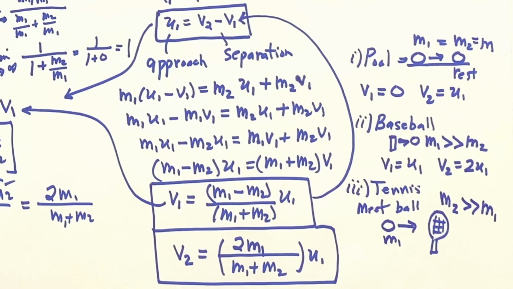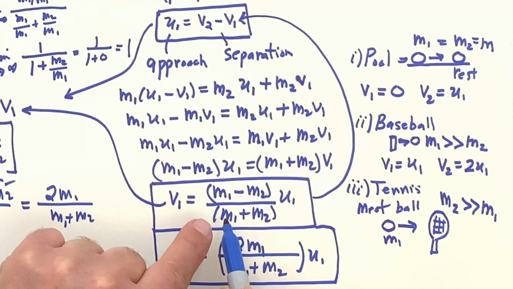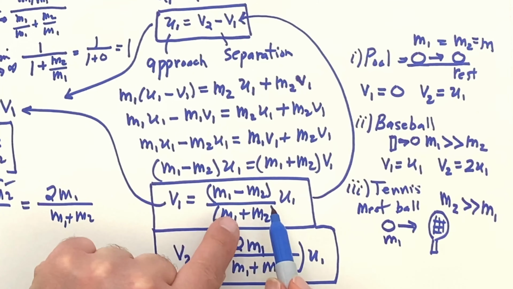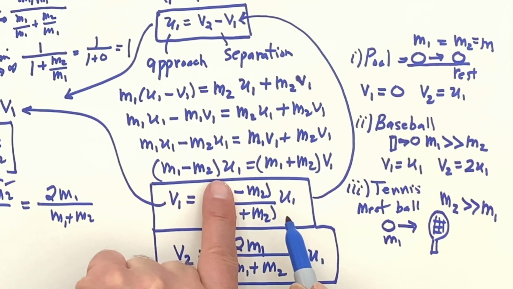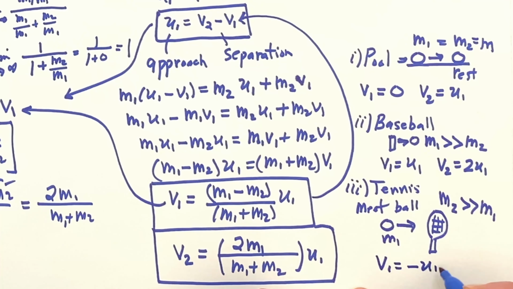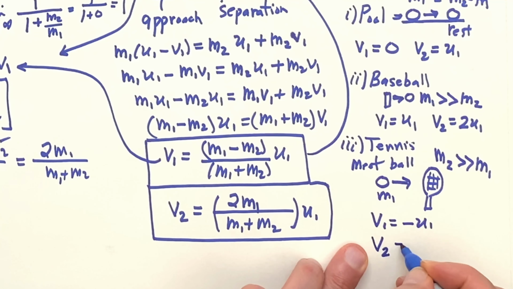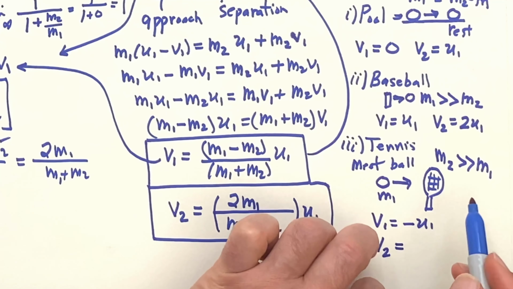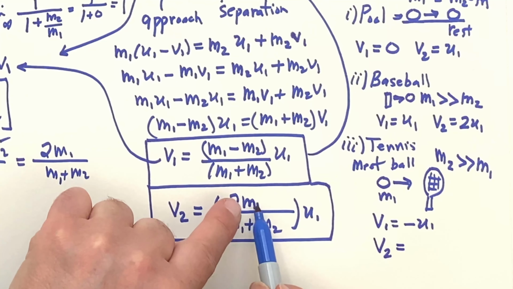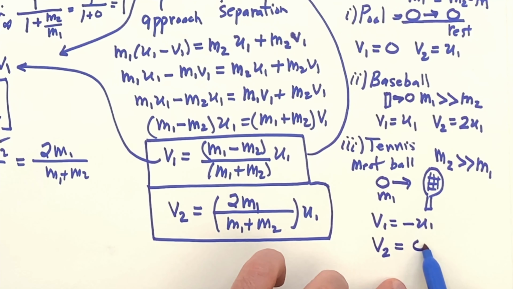So the ball's coming toward the tennis racket. And here, if M2 is very large, you can throw away M1. V1 is going to be negative U1. In other words, the ball will hit and just go back the other way at the same speed. It's like a reflection. And for the tennis racket, we don't expect that to move. If M2 is very, very large, you have M1 over a very, very big number, which goes to 0. So that checks out. That's correct.